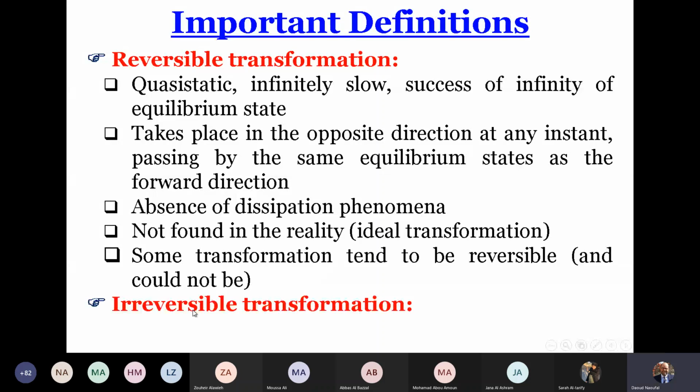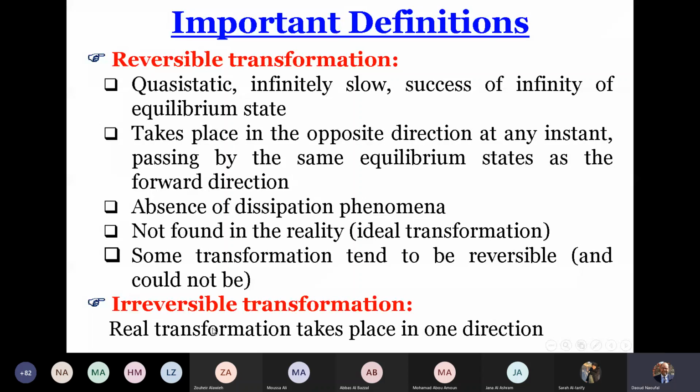The irreversible transformation is a transformation taking place in one direction. For example, A plus B gives C plus D. So A plus B react to give C plus D, but C plus D could not regenerate A and B. This is a reaction in one direction.